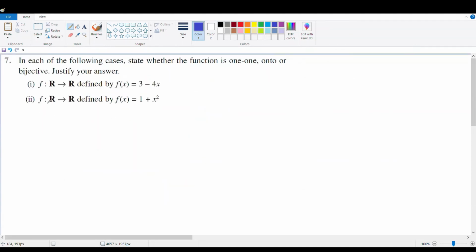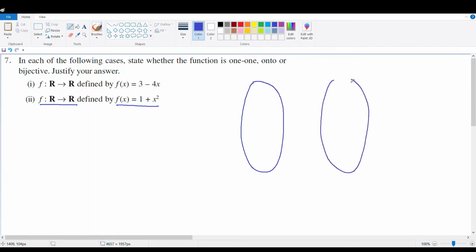Now part 2 of this function. Here again you need to show whether the function is 1-1, onto, or bijective. And this time you are given a function from R to R, and the function definition is f of x equals 1 plus x square. Now from real number to real number. So from domain to this codomain, let's call this the domain. Let's call this the codomain. Now all the real numbers that you can think of, they all are in this domain and in this codomain, but let's write a few.